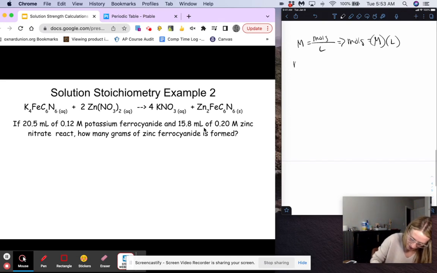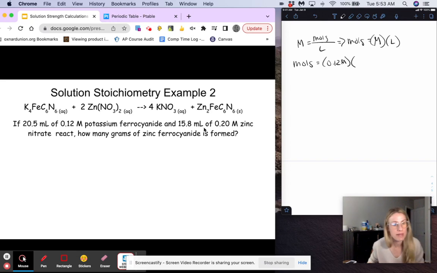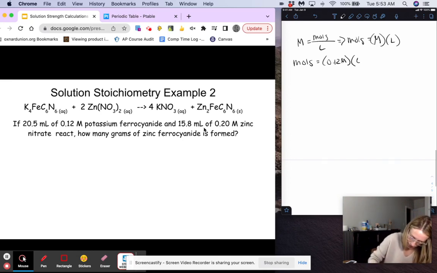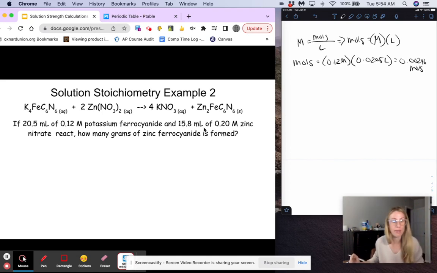So we get the moles of the first one is going to be the molarity, which is 0.12 molar, times the volume, but of course we want the volume in liters, all right? So that means 20.5 milliliters, I have to divide that by 1,000. You can also just move the decimal. It is 0.0205 liters. And so that multiplied by 0.12 is going to be equal to 0.00246 moles of that potassium ferrocyanide.